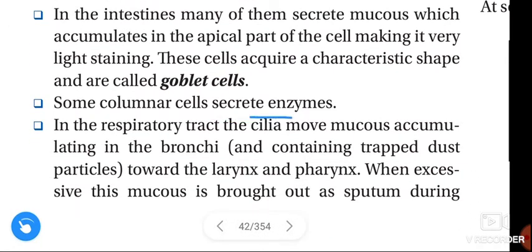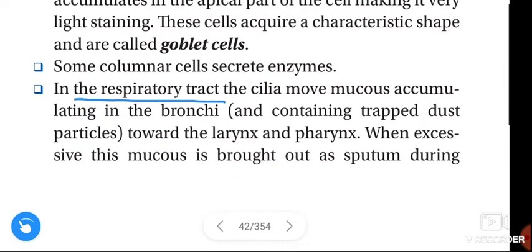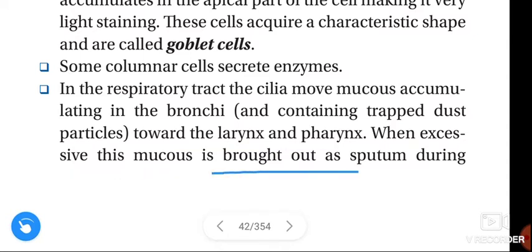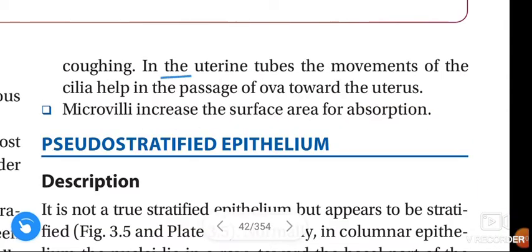Some columnar cells secrete enzymes in the respiratory tract. The cilia move mucus accumulation in the bronchi, containing the trapped dust particles, toward the pharynx and larynx. When excessive, this mucus is brought out as sputum during the cough. In the uterine tubes, the movement of the cilia helps in the passage of the ova toward the uterus. Microvilli increase the surface area for absorption.